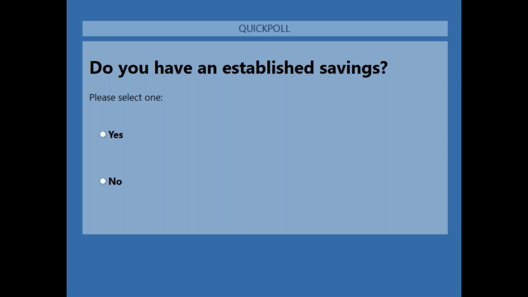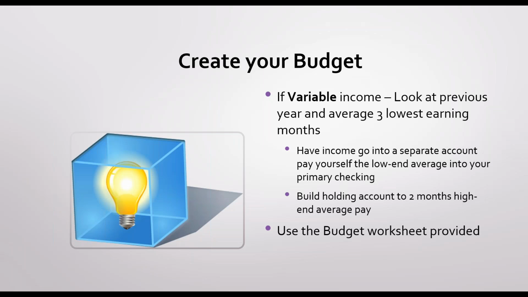The first is if you're on a variable income. So maybe you're a realtor, a contractor, 1099, whatever it may be, but your income is variable. You can't depend on it. So what you're going to do, you're going to look at the previous year. So you would look at 2019 and you're going to average the 3 lowest earning months. Not the months that were at 0, but you're going to look at the lowest earning months that you had. And you're going to average it.